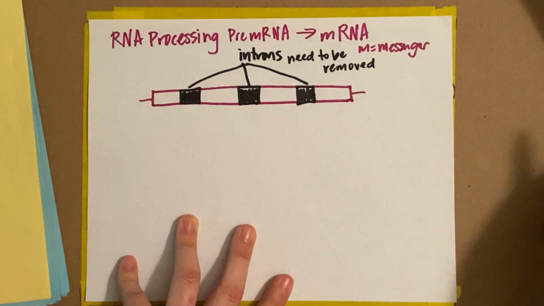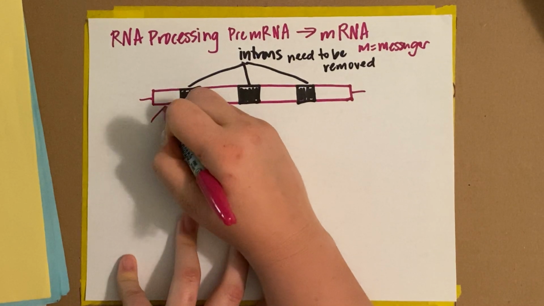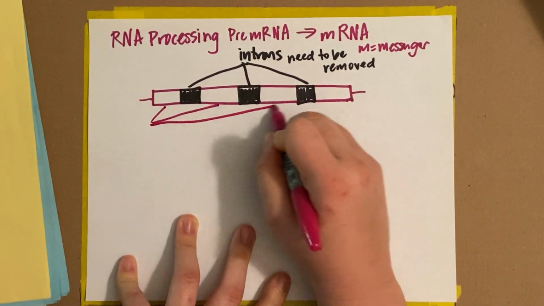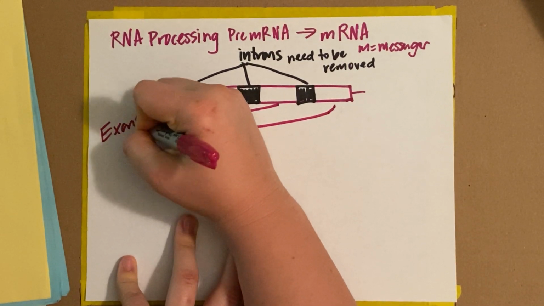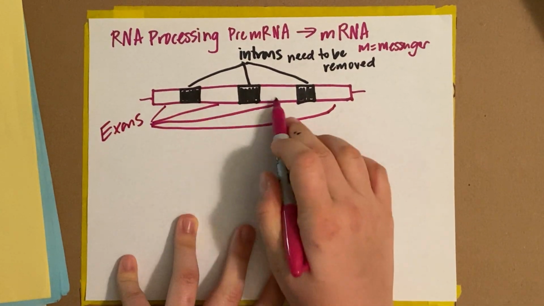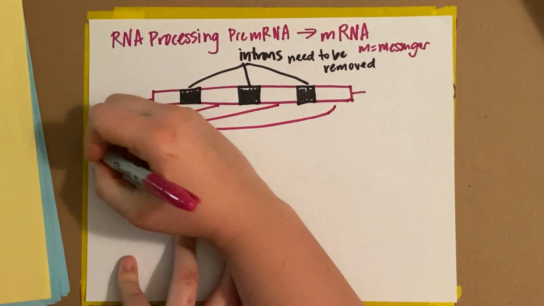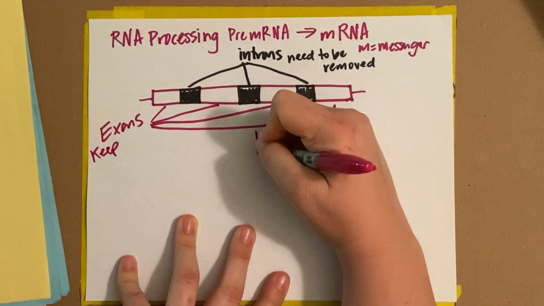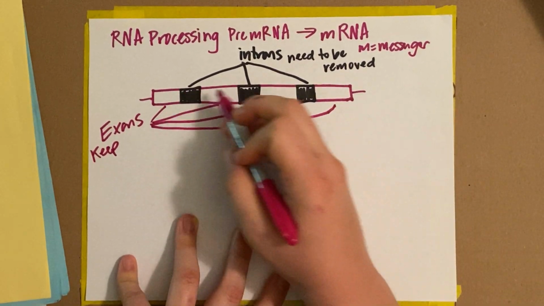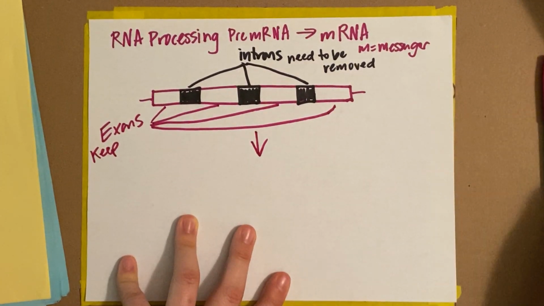Okay, so we do not want the introns. The pink parts, these are going to be called exons. These are the actual parts of the RNA that we want to keep. Okay, and so the way that we go about doing this process of getting rid of the introns is called splicing.